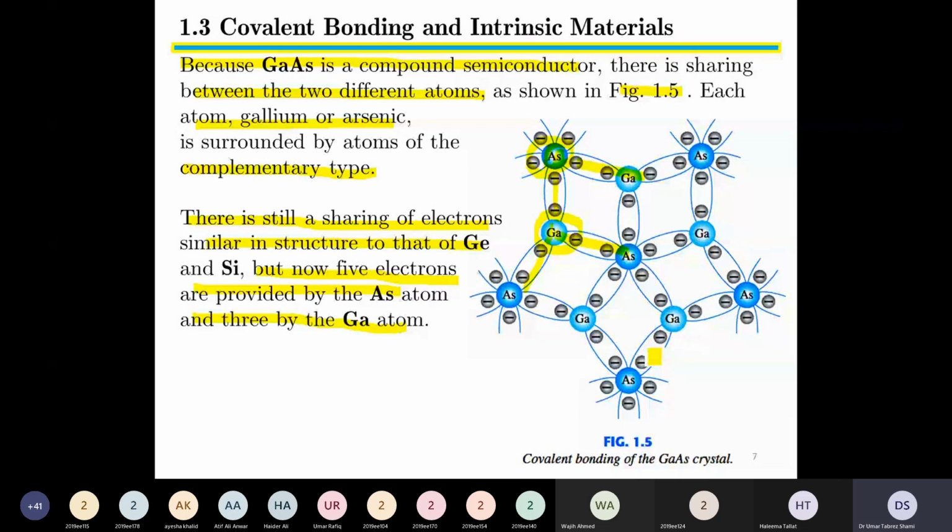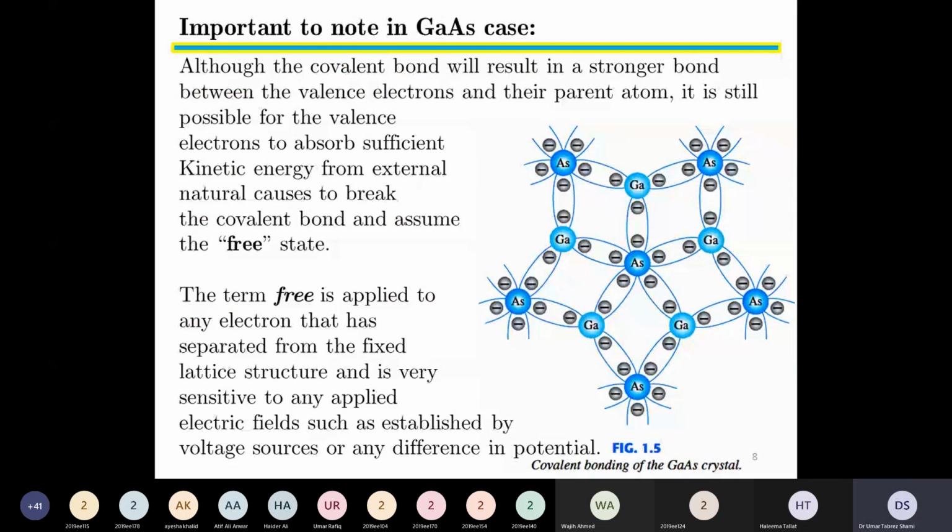Next slide. This is an important note. Although the covalent bond will result in a stronger bond between valence electrons and their parent atom, it is still possible for a valence electron to absorb sufficient kinetic energy from external natural causes to break the covalent bond and assume the free state.